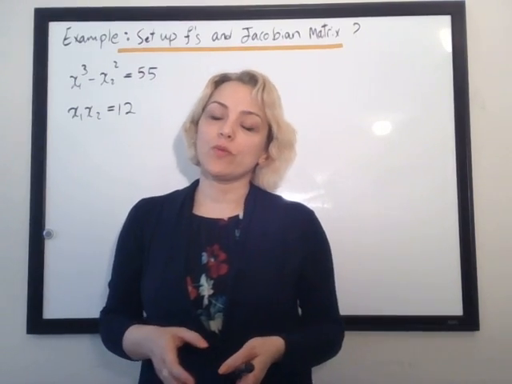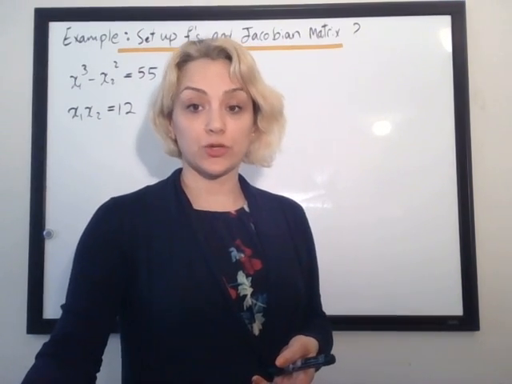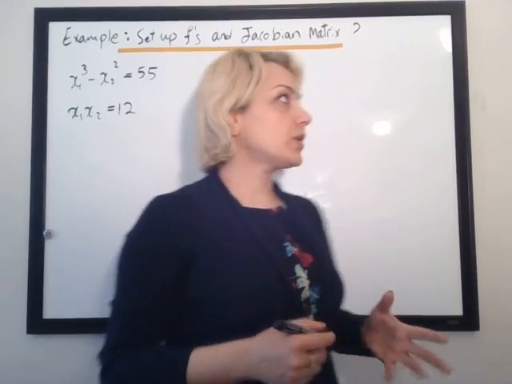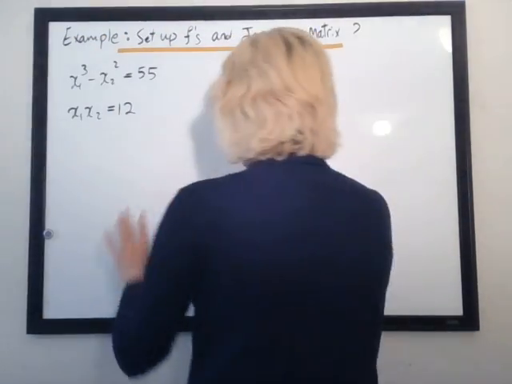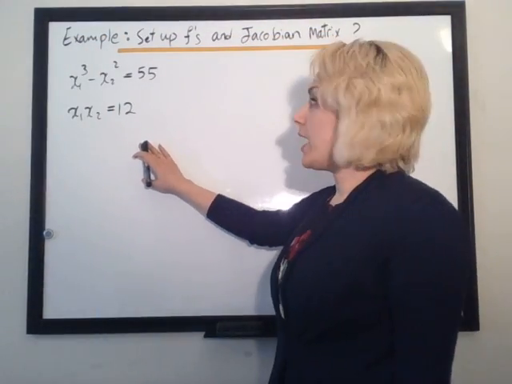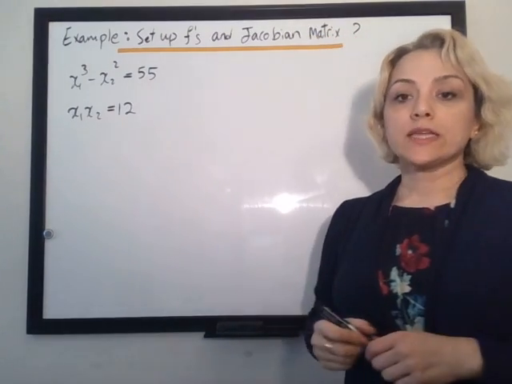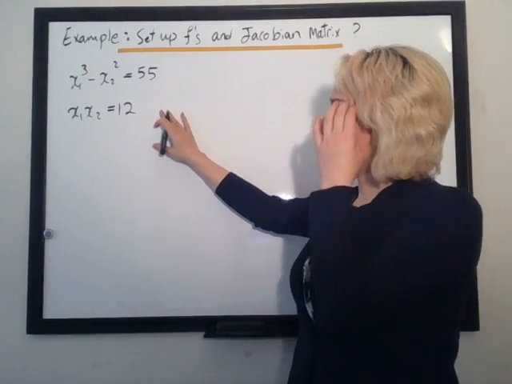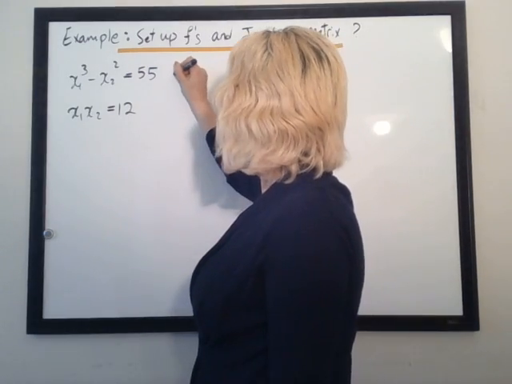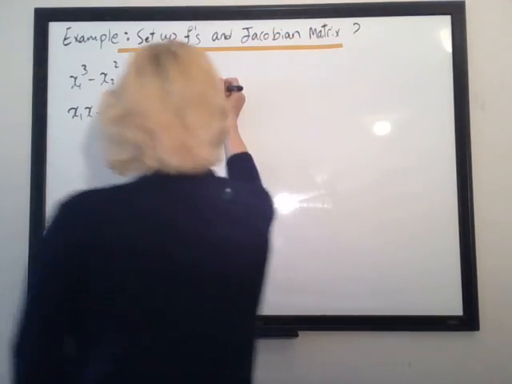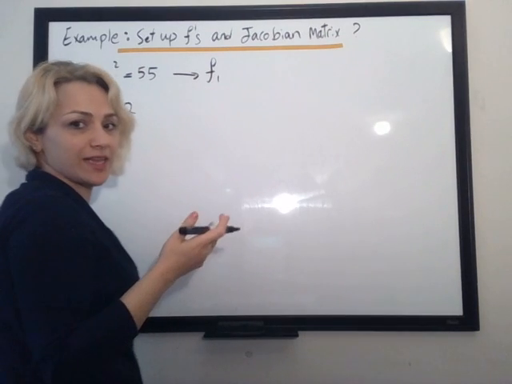In this video, we want to work on the Jacobian matrix. So in the question, we have this system of nonlinear equations, and we want to set up f and the Jacobian matrix. For setting up the f, let's name it f1.